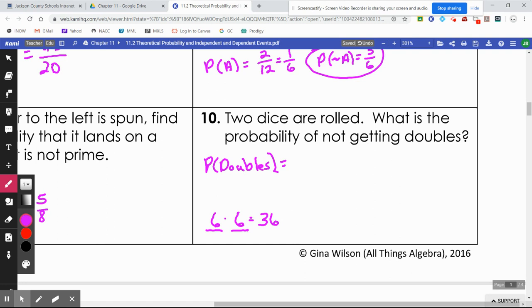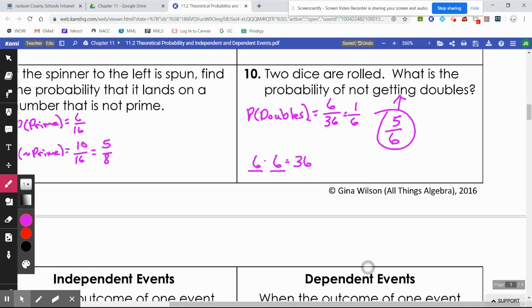Doubles would be a 1 and a 1, a 2 and a 2, a 3 and a 3, all the way through a 6 and a 6. So there's 6 different doubles out of those 36 rolls. So there is a 1 in 6 chance of rolling doubles. So the probability of not getting a double would be the other 5 out of 6. Simply subtract that 1 out of 6 from 1 and you get 5 out of 6.